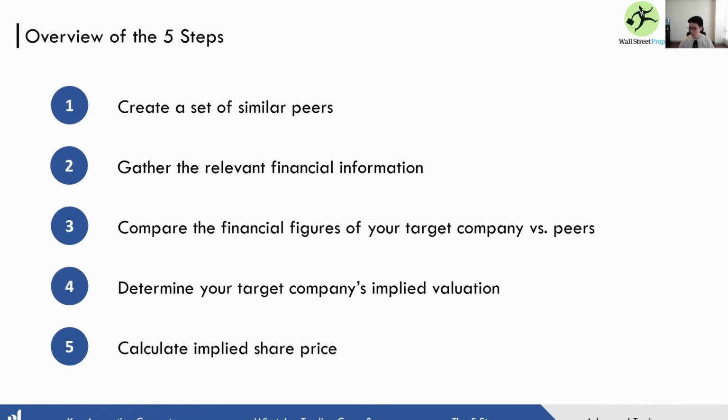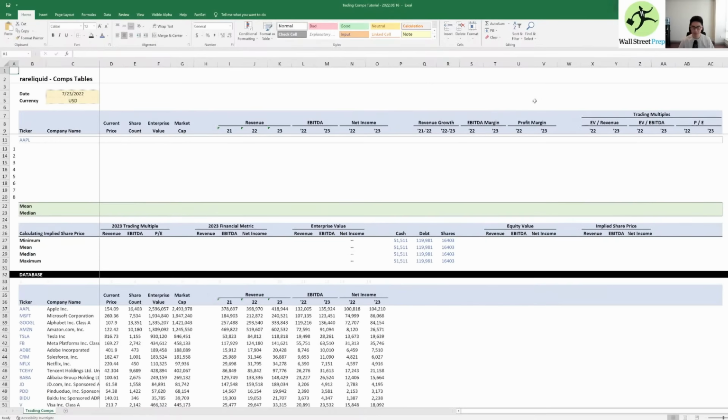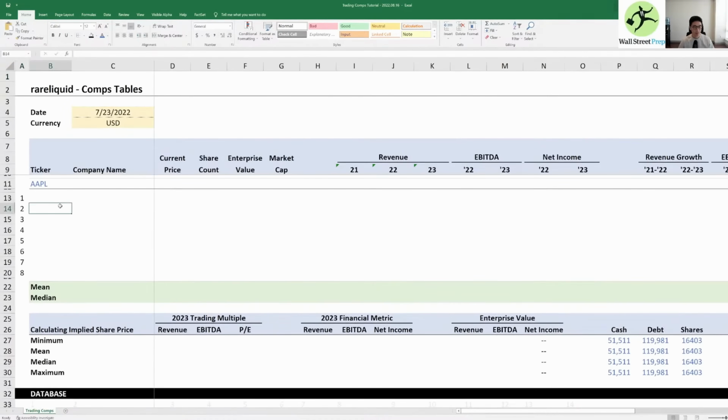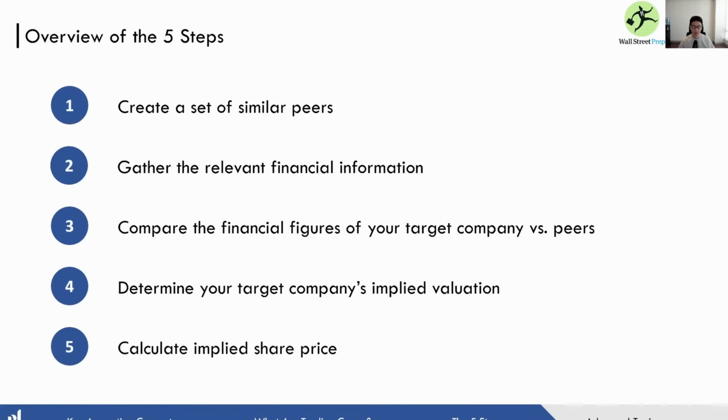And so this is where the Excel, which let me pull up right now, is going to come in handy. So overall, this is what we fill in. I'm going to zoom in a bit so that you all can see everything on YouTube. And we're going to be looking at Apple today. So these are the 5 steps that I just went through.